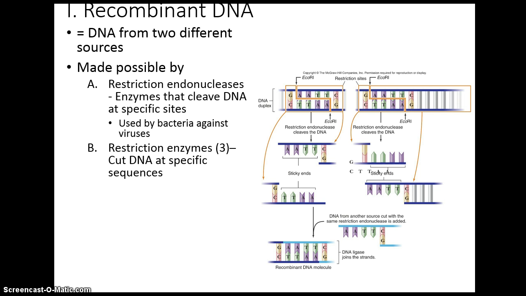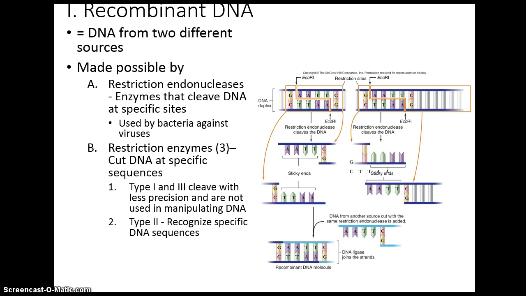There are three types of restriction enzymes. Type 1 and 3 cleave in less predictable patterns than type 2, and so we use type 2 as a tool in making recombinant DNA.